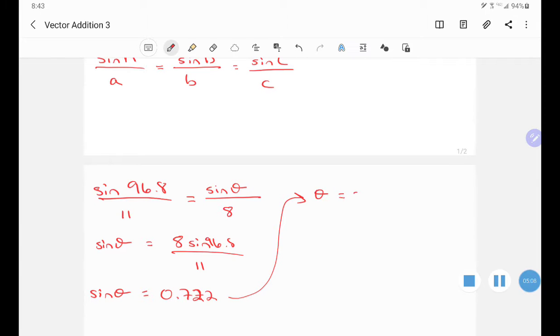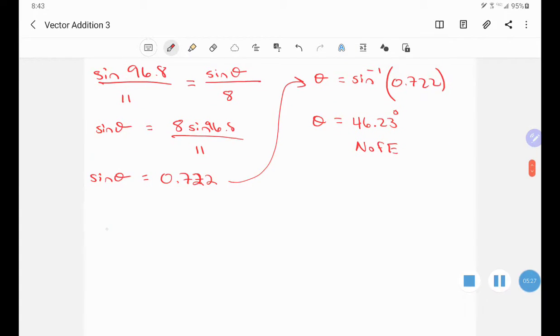Taking sine inverse, we get theta is equal to 46.23 degrees. And looking at our picture, that is going to be north of east. So our relative velocity as a vector is going to be 11 meters per second at an angle of 46.23 degrees north of east.